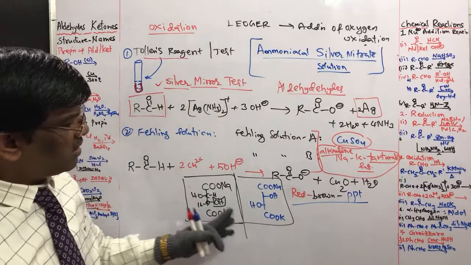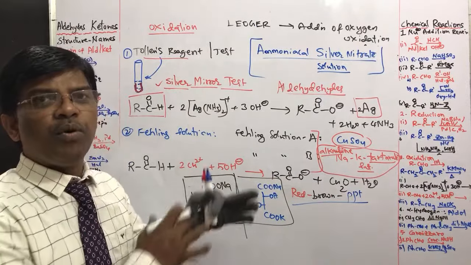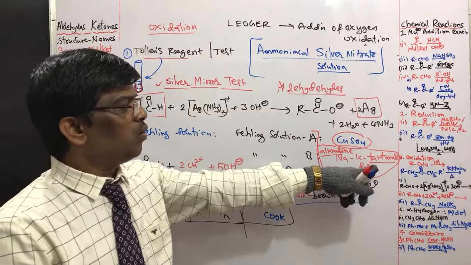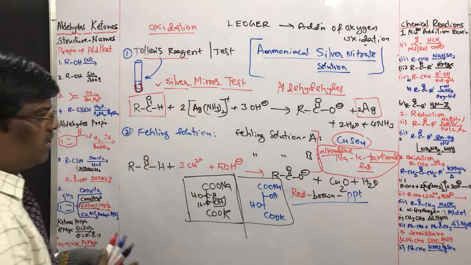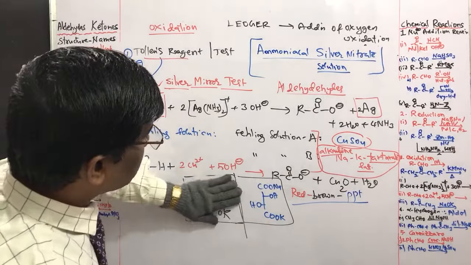Anyhow, for this tartarate, here it is not required to use D or L. Both will give the same test. So that is why we write it as sodium and potassium tartarate. Tartaric acid, tartarate. Right? I hope. Yadav, is it clear? Right. Next.